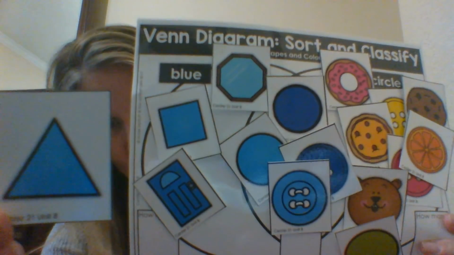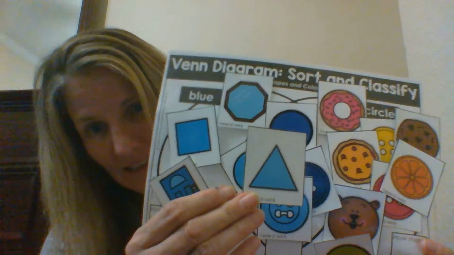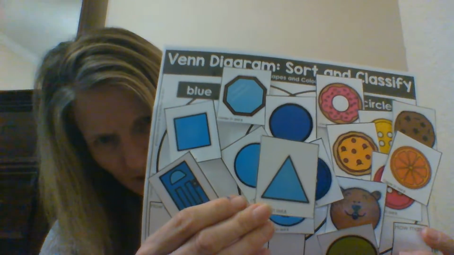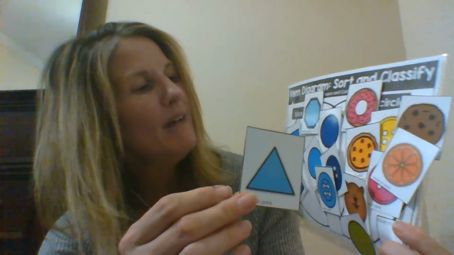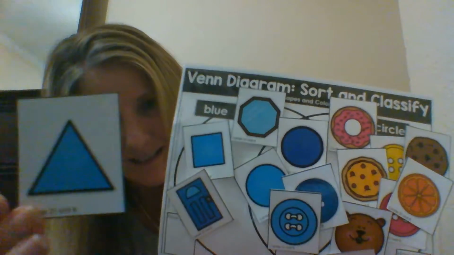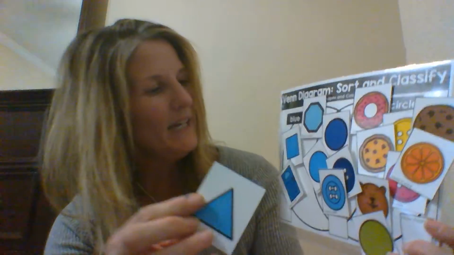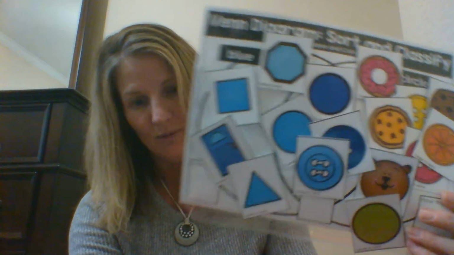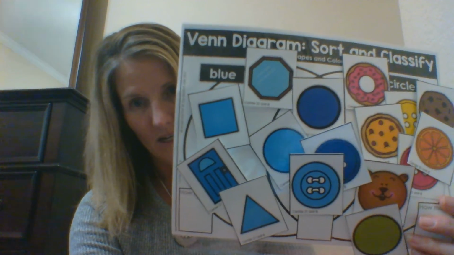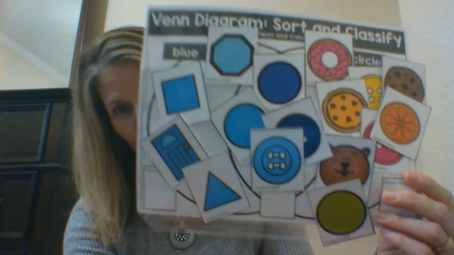Yep, it's blue. Do I put it in the middle? No, how come? Oh, you're right. It's not a circle. It has 3 sides. What shape has 3 sides? A triangle. Good. So it goes just on the blue side. All righty, boys and girls. Great job. I need to get a marker. 1 sec.